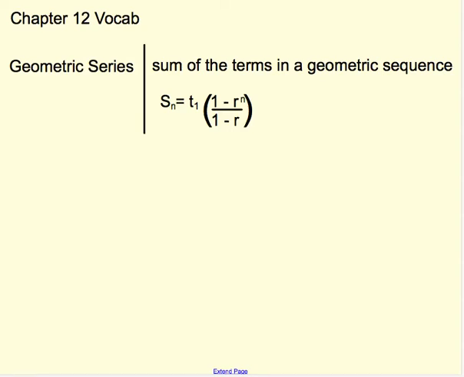So what will naturally follow geometric sequence is geometric series. So we're going to learn another formula for how to add the terms in a geometric sequence. So a geometric series, the sum of the first n terms is the first term times the quantity 1 minus the common ratio to the nth power, all over 1 minus the common ratio.